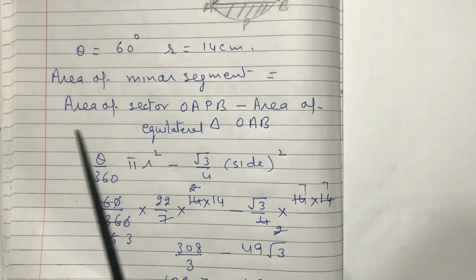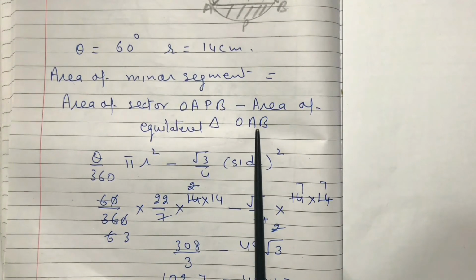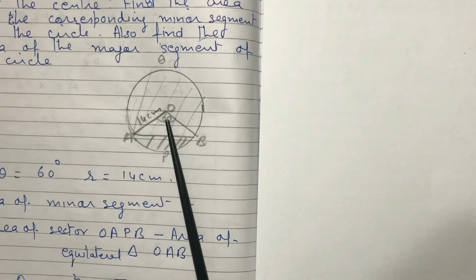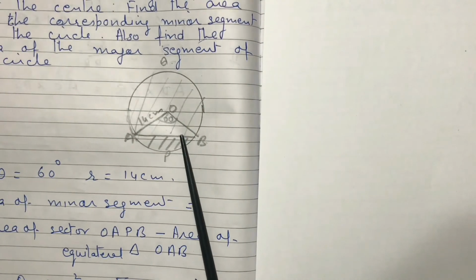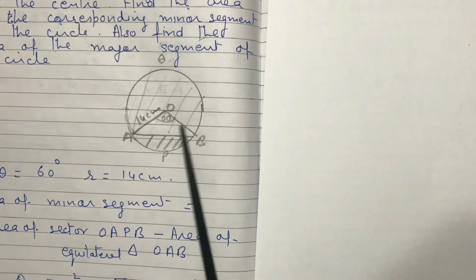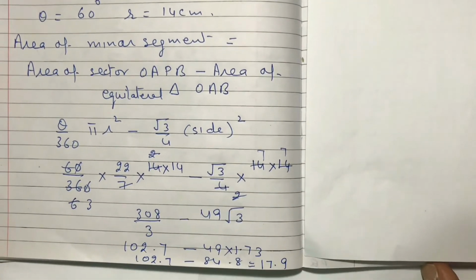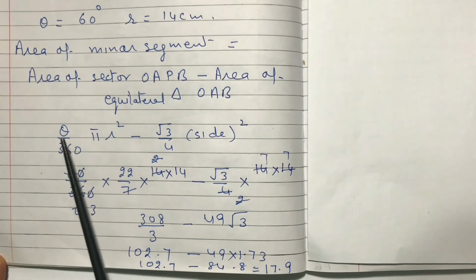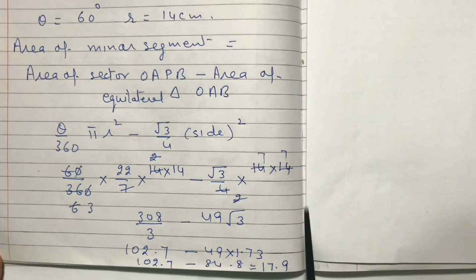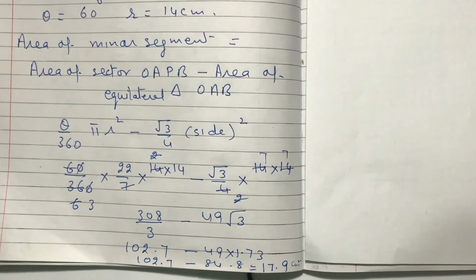Area of the minor segment is area of the sector OAPB minus area of the equilateral triangle. This is an equilateral triangle because now here see here. This angle is 60 degree, this angle is 60 degree, this angle is 60 degree. So this is an equilateral triangle. So area of equilateral triangle is root 3 by 4 side square. Area of sector is theta by 360 pi r square minus root 3 by 4 side square. Just substitute the values. So this is equal to 17.9 centimeter square. So that is the area of the minor segment.